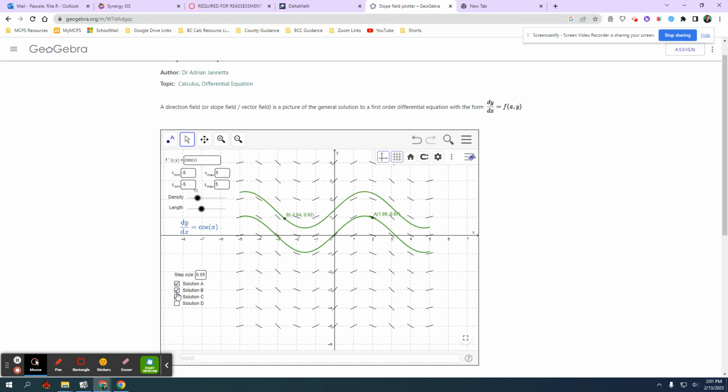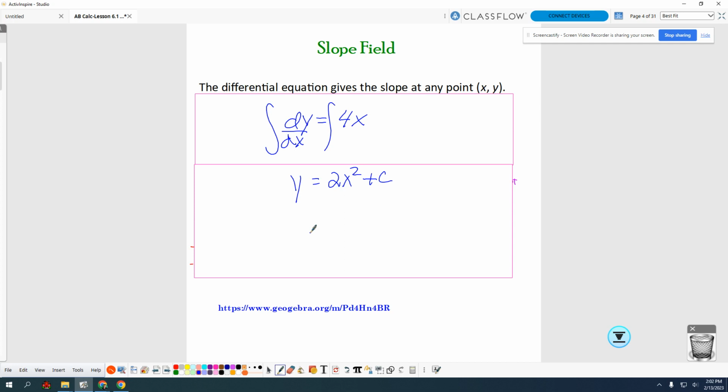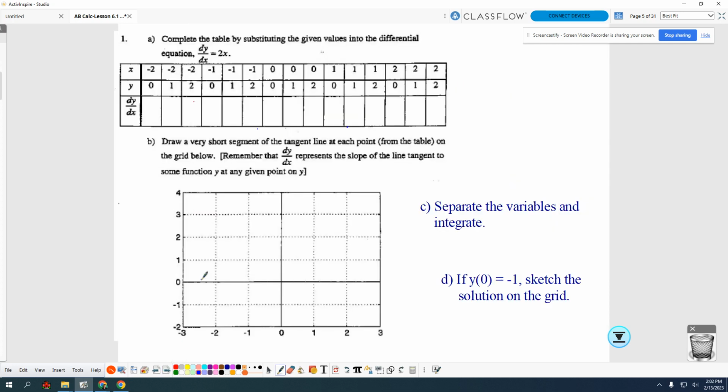And they're just going up and down. They're squiggly wiggly like trig curves. Yeah? Yes. Okay. So that's what a slope field is, and we are going to create one.